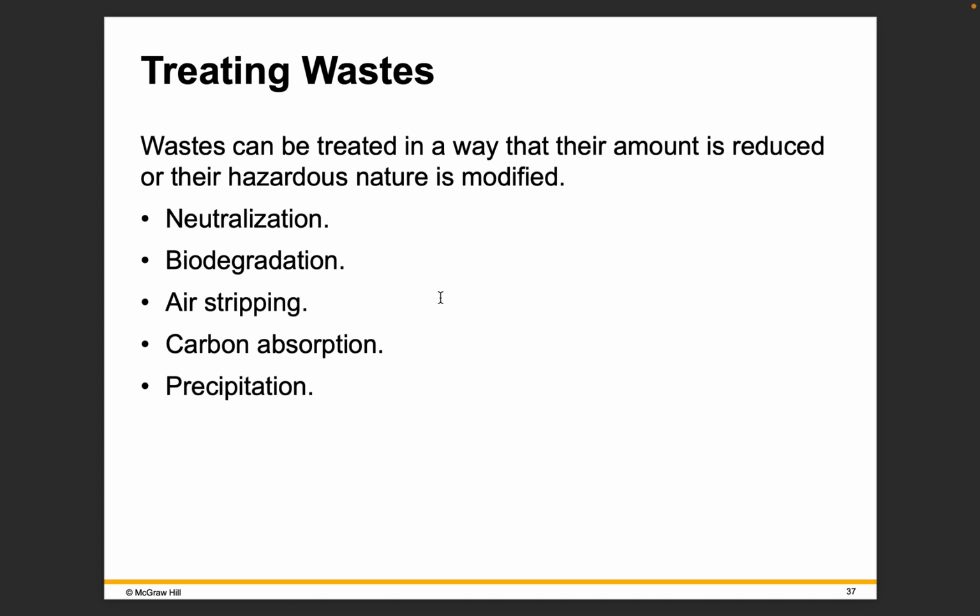Treating waste is another way to reduce the hazardous nature. So we can neutralize acids and bases. We can use natural processes to degrade things. Air stripping, carbon absorption, and precipitation. And when I say precipitation here, I'm not talking about rain and sleet and snow. Precipitation in a chemical sense. So a chemical reaction that causes something that was dissolved to come out of solution so that you have a solid in a liquid, and those are easy to physically separate.